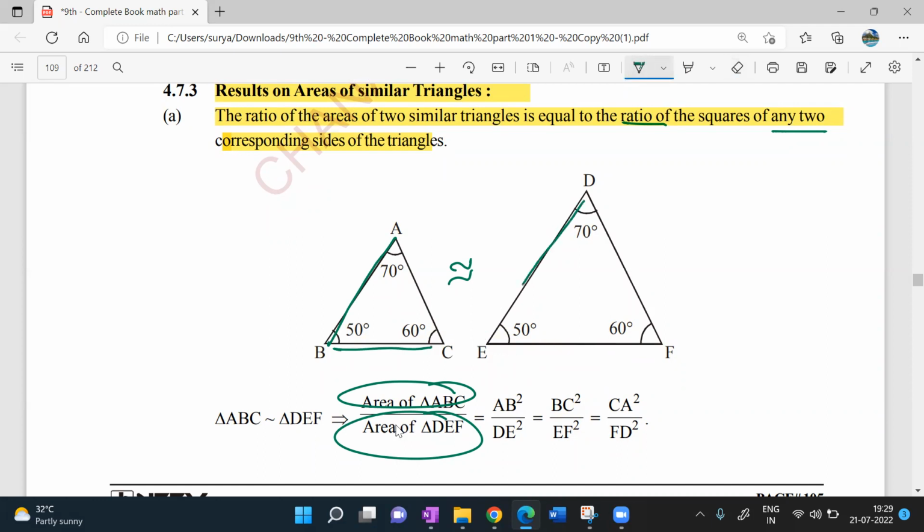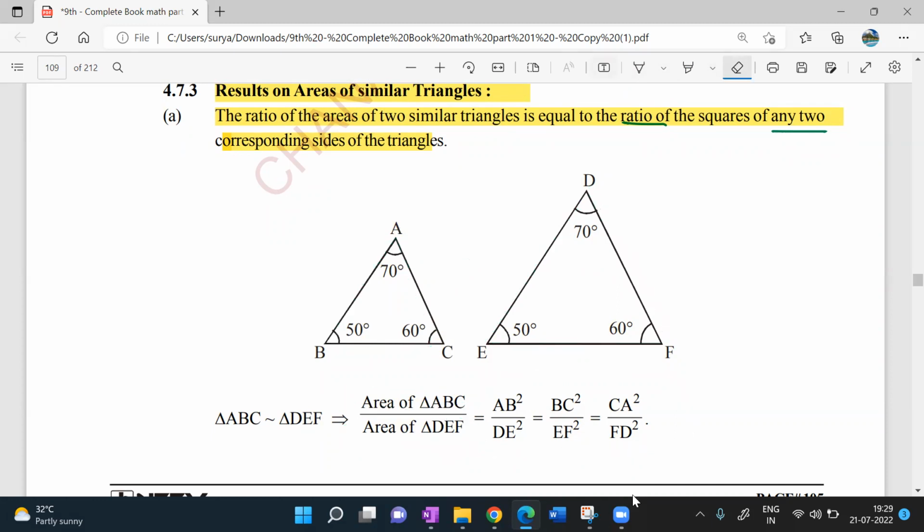Okay, we get the three sides. The square of D, that will be equal to AB square by DE square is equal to BC square by EF square. And you can say that AC square by DF square or FD square. That is what's equal.